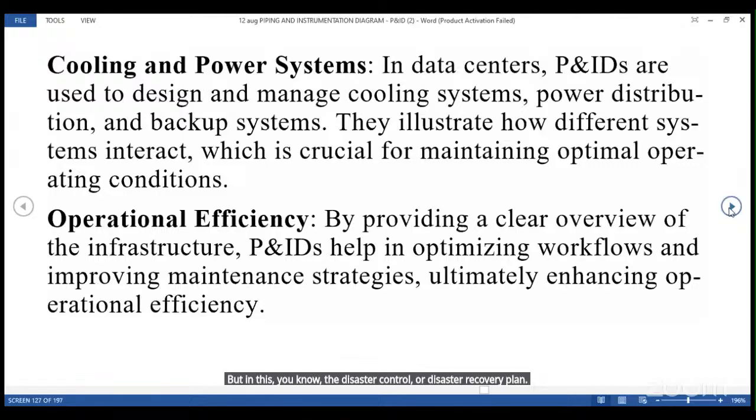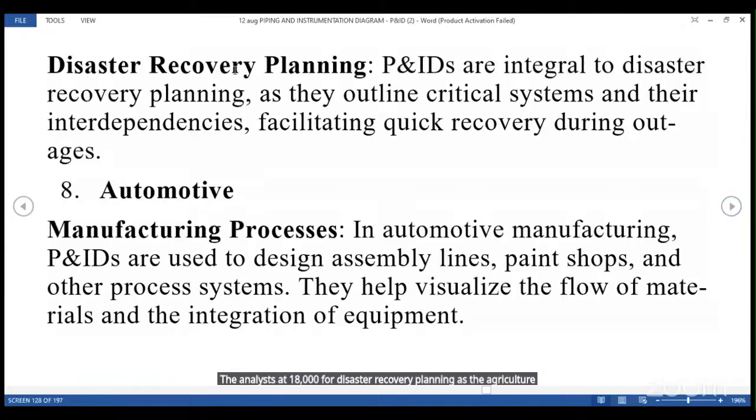The next area is disaster control or disaster recovery planning. P&IDs are integral for disaster recovery planning as they document the critical systems and their interdependencies, facilitating quick recovery during an outage in the power system.